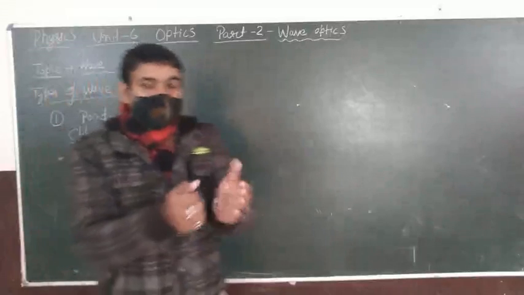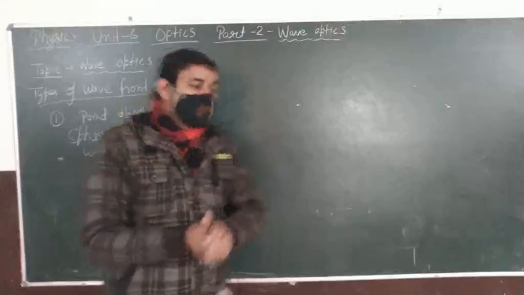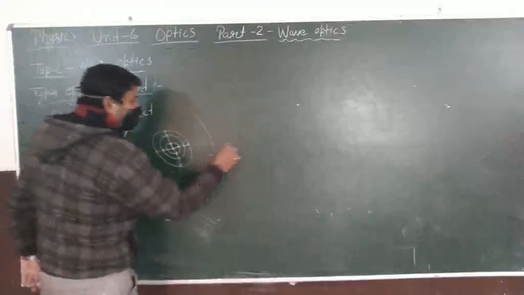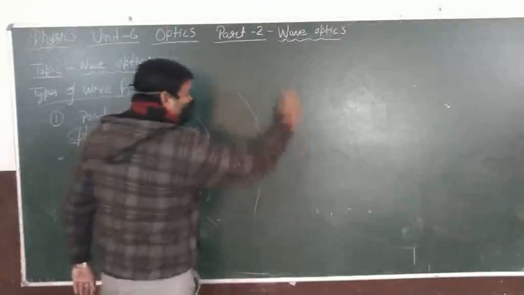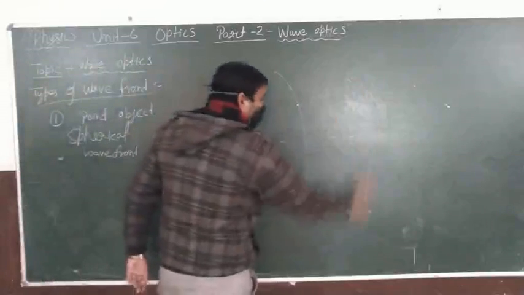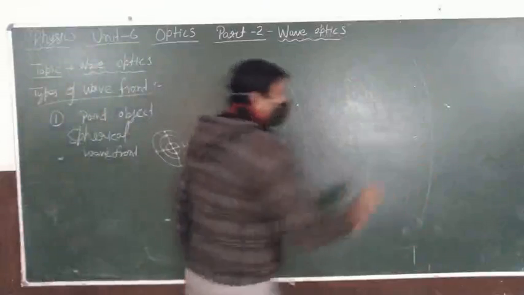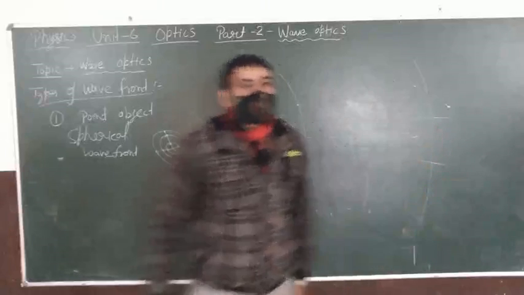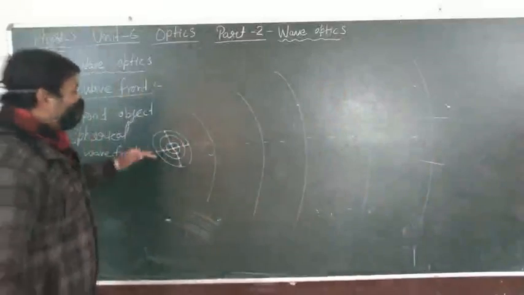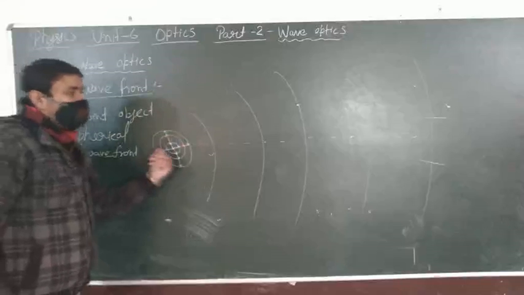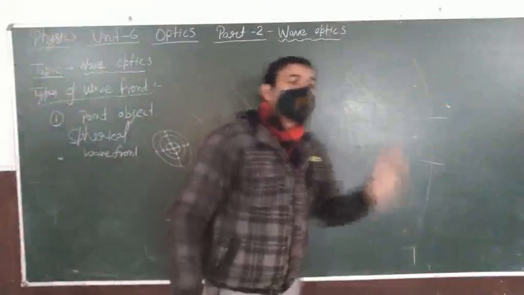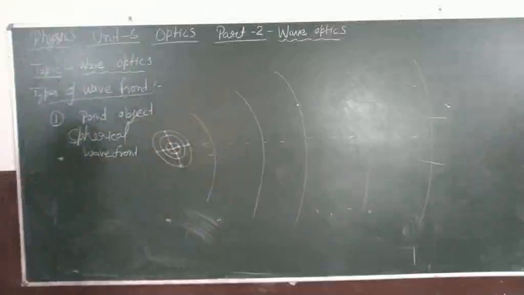If the source is very far away from us, and the radius of the sphere increases, then we observe that if we take two points, they are parallel to each other or in a single line. So if the point source is very far away from the point of observation, then the wavefront behaves like a plane surface. Okay, this is the first condition. Second, cylindrical wavefront.